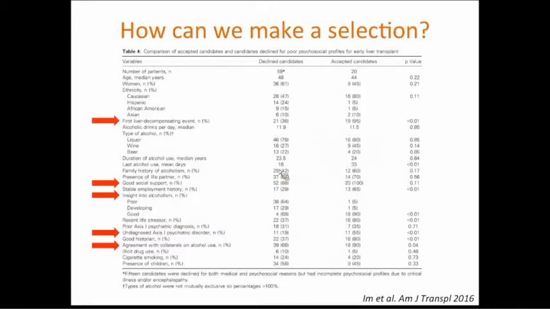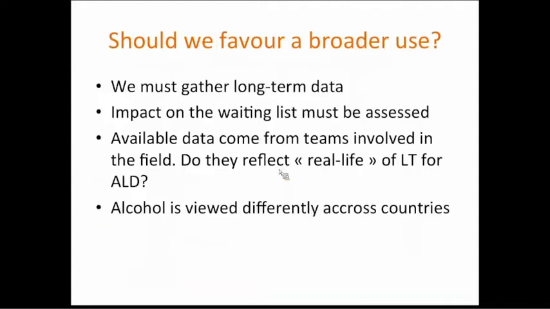And data from here show that some parameters, such as the insight into alcoholism, such as the good social support, such as the history of the patient, must be looked at very carefully to identify and to qualify the patient for liver transplantation. So it is a very new area of research. We all have to work on this and gather data from the US, from Europe, from India, and so on, to identify the good parameters susceptible to identify a patient at risk of liver transplantation to adapt the management.